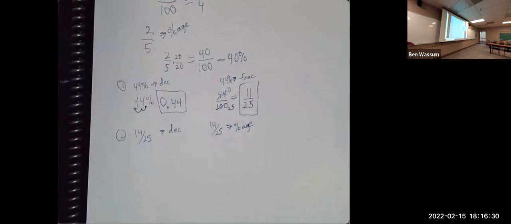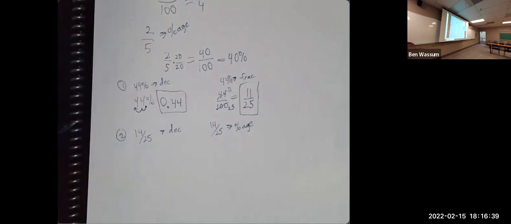Decimals, fractions, percentages. Really not a whole lot of stuff to break down. It's just kind of weird to learn it. But once you do, you can look like a wizard. It's great.